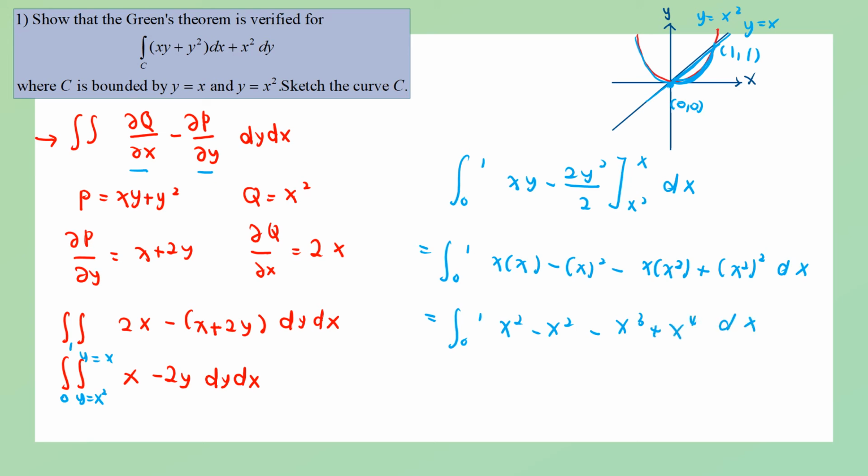So you integrate with respect to dx, you will get negative x to the power of 4 over 4 plus x to the power of 5 over 5, limit 0 to 1. So when you substitute 1 and 0, you will get negative 1 over 20. So this is the right hand side. I will continue in the next slide.